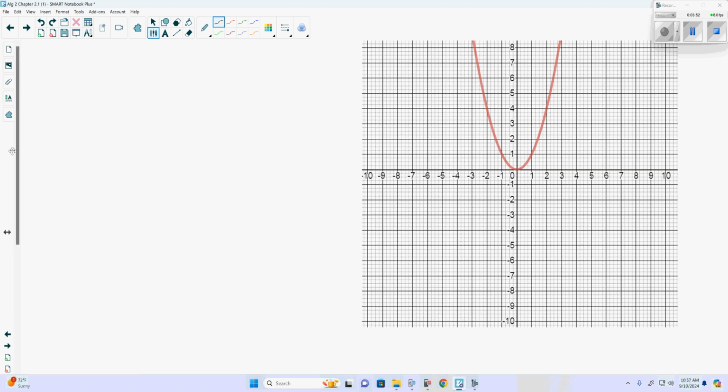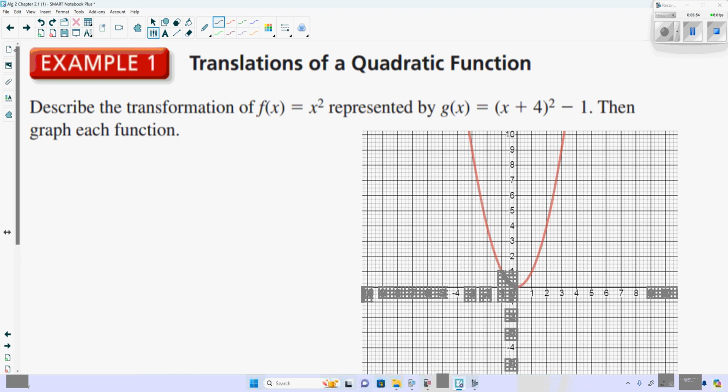So if we look at this first one here, describe the transformation of f of x equals x squared represented by g of x equals (x plus 4) squared minus 1. Then graph the function. So really what we're saying is how far or where did the graph move? Up, down, left, right. And we have two things taking place. We have the plus 4 inside the parentheses and the minus 1 outside.